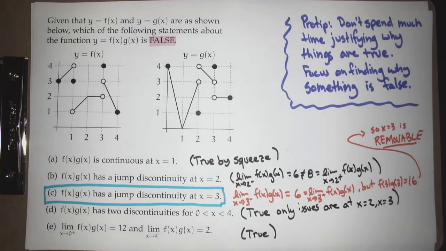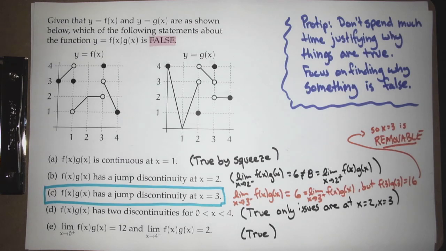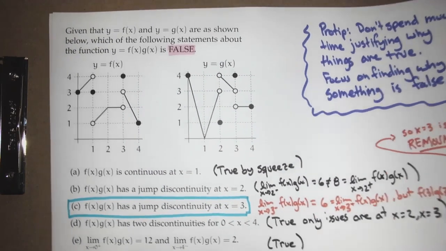Now, I mentioned here there's a pro tip. Don't spend a lot of time justifying why things are true. You don't have to do that for multiple choice problems. Your goal is to quickly find which one is false. In some sense, you've got the fun job. The people writing have to come up with why everything is true. You just have to find why one thing is false, and then go. So, all right, there's our review problem.